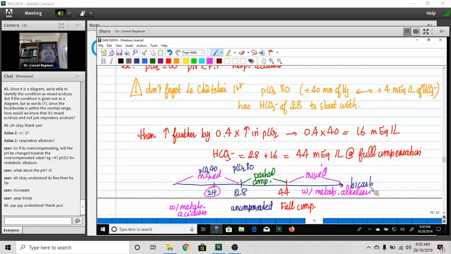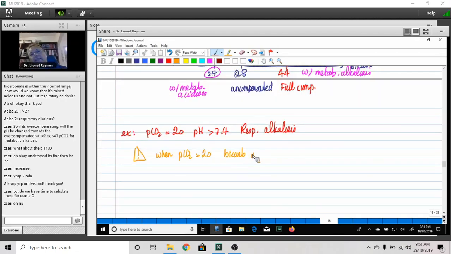So let's see here. First, remember when PCO2 is 20, bicarb is also 20. That's Le Chatelier, and you remember you decrease by 2 for each decrease of 10 millimeters of mercury of CO2. So just reminding you here. And now you say at full compensation.